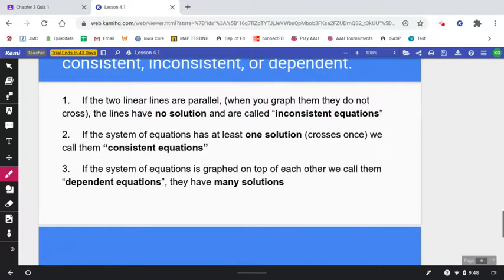So as you're going through, if you find a no solution or a many solution, the back of the book might say it as consistent or dependent. So just know what those mean. Write them down so you know what those mean.